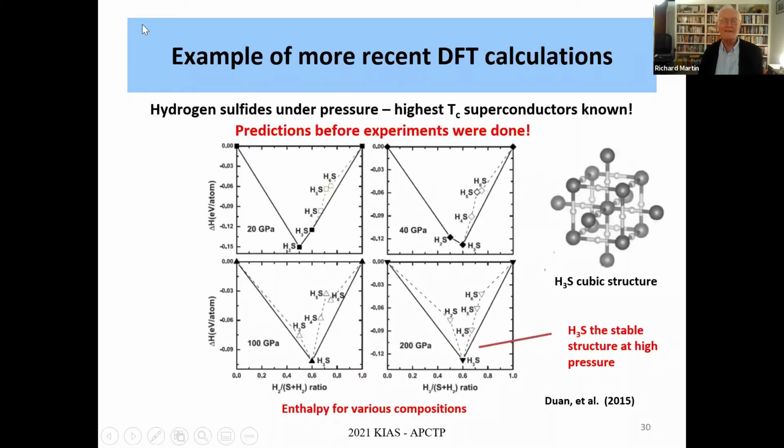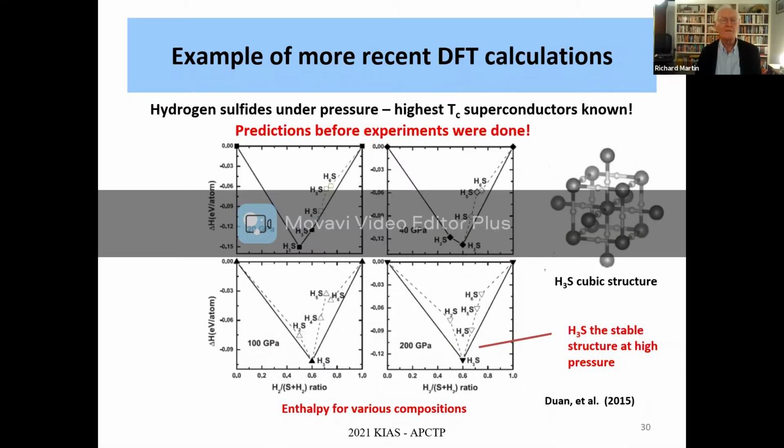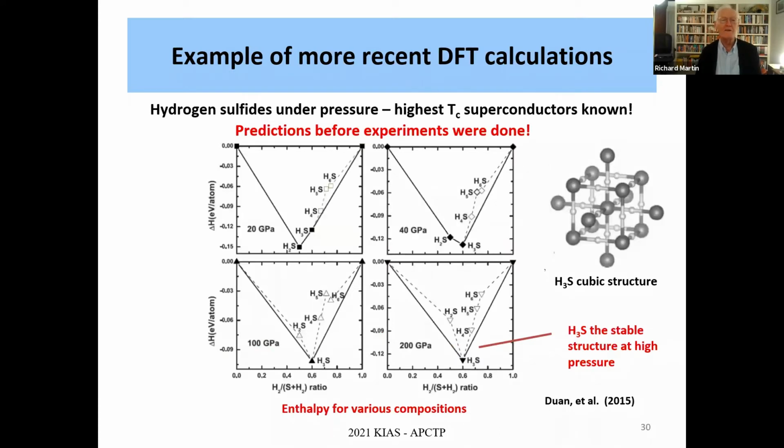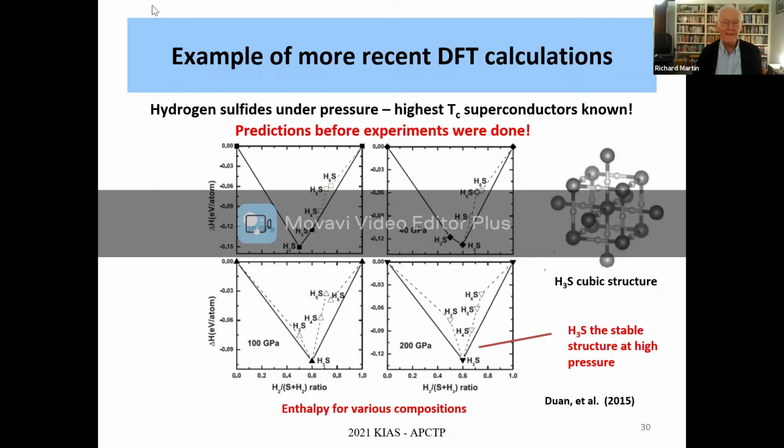I'd just like to show one example that I particularly like. This is the hydrogen sulfur systems that were the highest temperature superconductors known at the time. I think there are some that are a little higher now, but the basic idea is still hydrogen materials under high pressure, and the predictions, for all of them, were done before the experiments. In the case of hydrogen sulfide, it wasn't even clear what compound was present at high pressures.